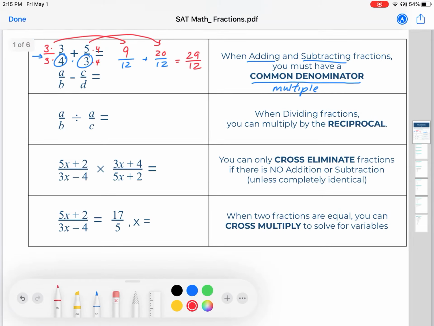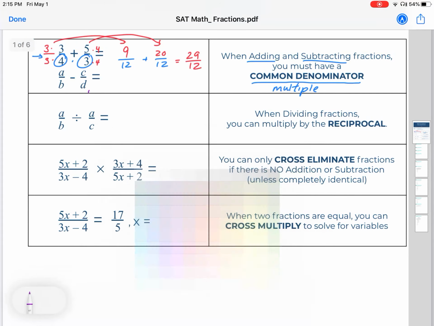Now, if I'm going to take that concept and apply it to variables, I just need to do the same thing. I need to multiply my two denominators together to get a common denominator, which will be BD. And then I need to multiply the numerators by whatever I multiply the denominator by. So this first fraction, A/B, I'm going to multiply the top and bottom by D. So I get AD. And the second one, I'll multiply by B over B. It's going to be a little bit hard to see, but I'll write it right here. So it'll be CB over BD.